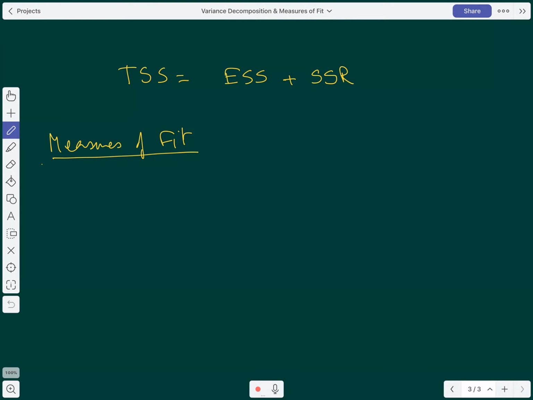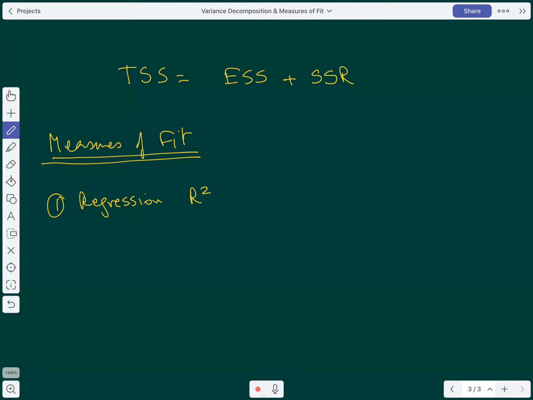So we have certain statistics used in order to check whether our model is good or bad, or explains the variations that we have in the dependent variable, and so on. So the first important measure of fit is called the regression R square. What is the regression R square?